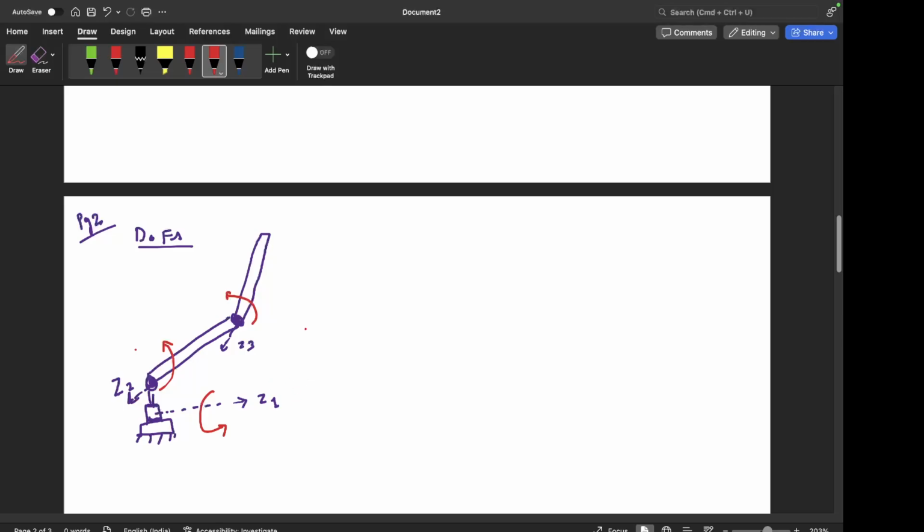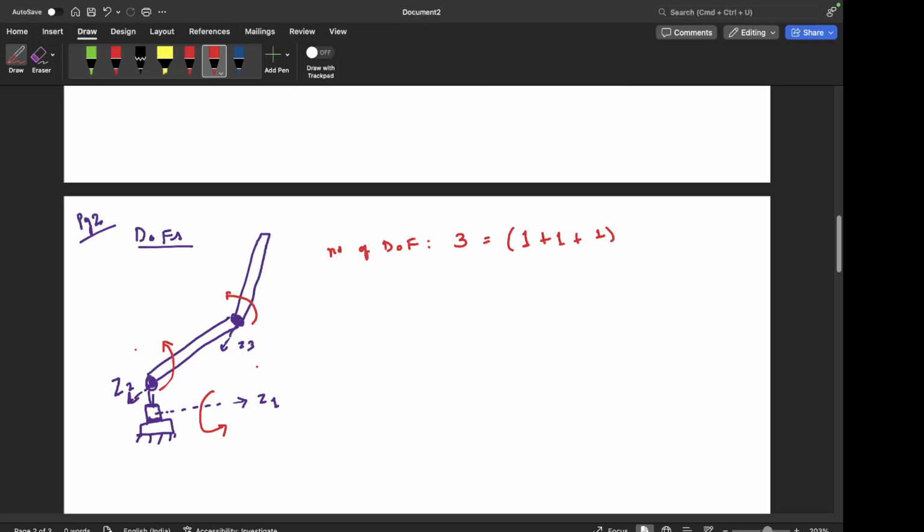So yeah, just let me know how many degrees of freedom are there in this case. So here the number of degrees of freedom is 3, right? So corresponding to each of the three revolute joints, 1 plus 1 plus 1, right?